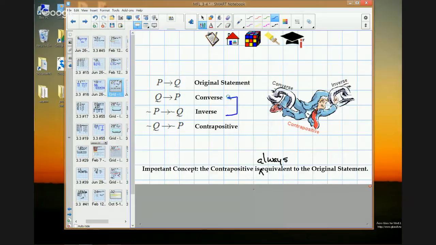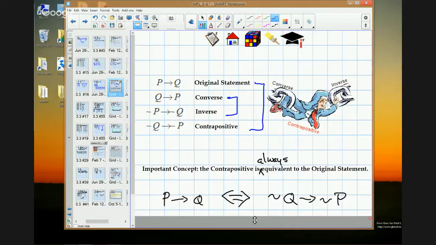Actually, these two are equivalent to each other, but this is the important one: if you start with this and take the contrapositive, they are equivalent. And by the way, I'll just prove it to you. Here's basically what we're trying to prove: is it true that if P then Q is equivalent to the contrapositive, if not Q then not P? Well, let's find out.